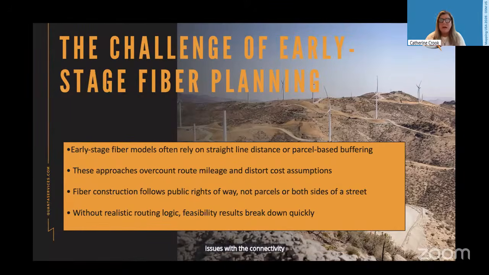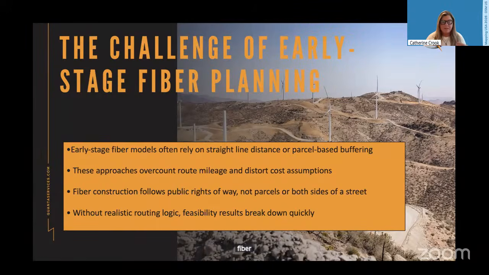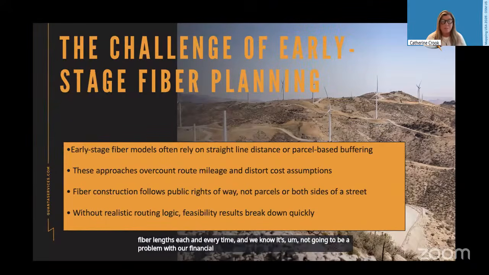So we take a lot of streams of data, and we overcount route mileage and distort cost assumptions if we're just going off of engineering documentation and as-built. So what we use is OSM street maps and right-of-ways so that it's consistent across the entire US so that we get the same fiber lengths each and every time. And we know it's not going to be a problem with our financial model as we push it through that.